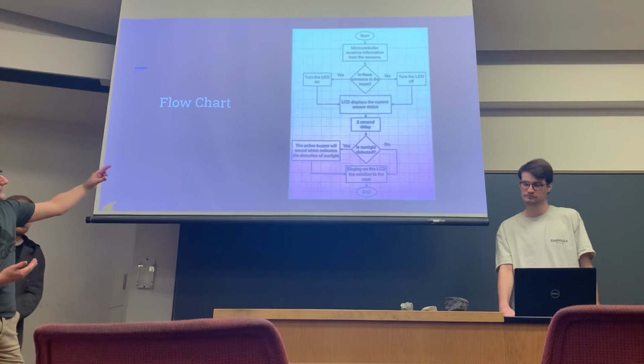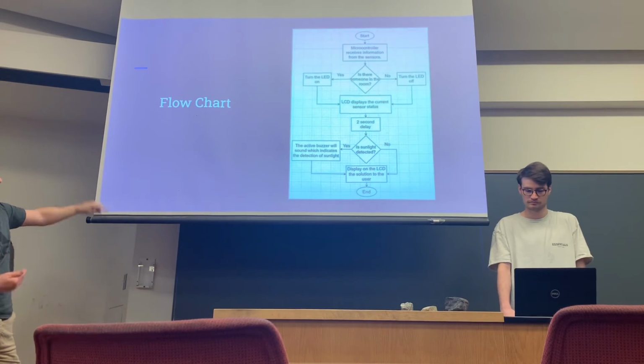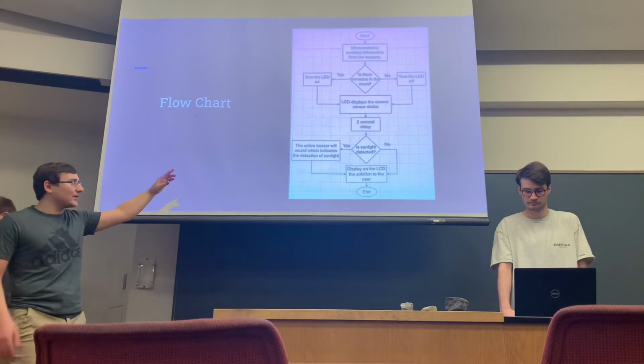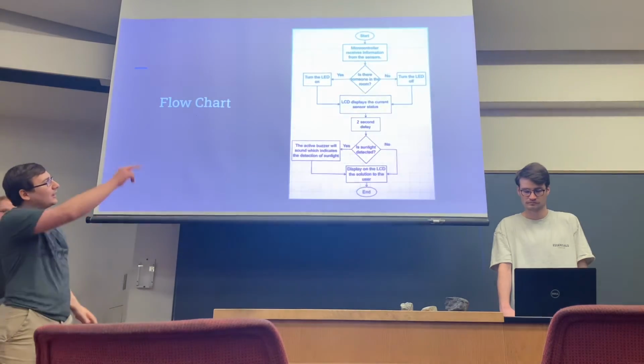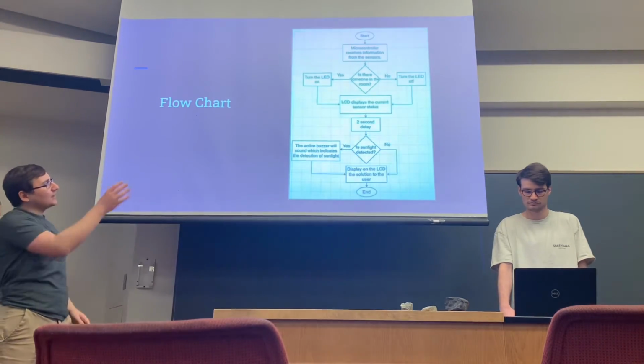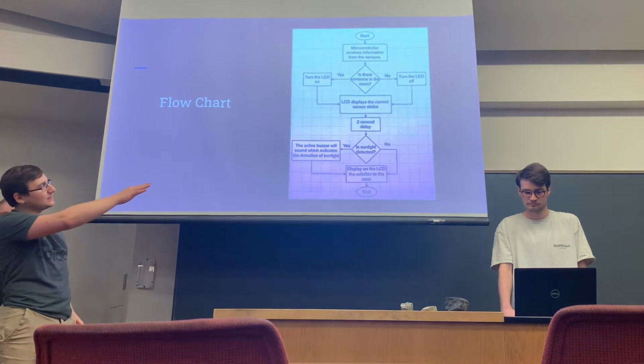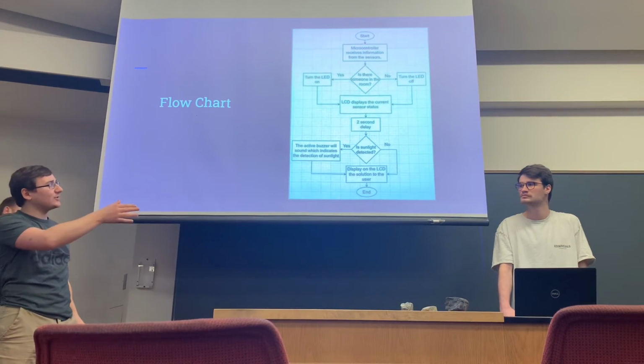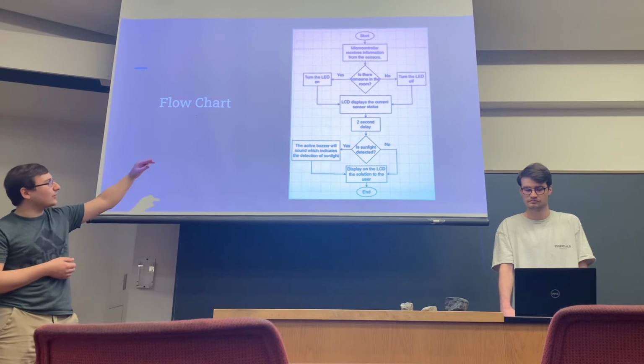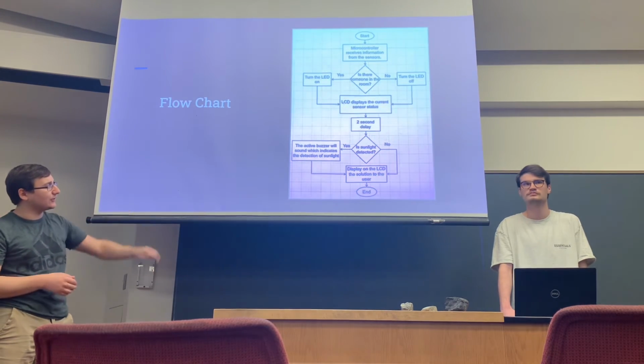So we had to modify our flowchart because of that design change, but essentially it's the same concept as the proposal. As you can see, the program starts, and the microcontroller receives all the information from the sensors. It goes to check if there's any occupation in the room. So if there is, it'll turn on the LED. If there's not, it will turn it off.